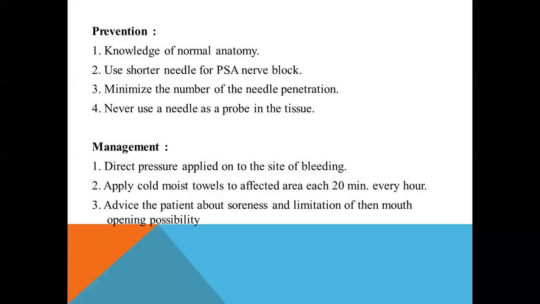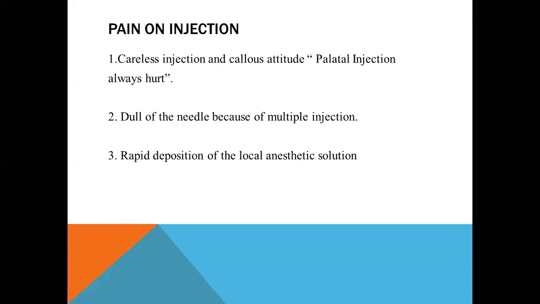This is the most common complication in PSA. As I told you when I taught the maxillary nerve block technique, in the PSA the pterygoid venous plexus is present in close proximity. Whenever the pterygoid venous plexus gets hurt, it causes a hematoma, which will be visualized within a few seconds of the needle entering the plexus. So immediate management will be the application of extraoral pressure. Advise the patient about the soreness and the possible limitation of mouth opening.